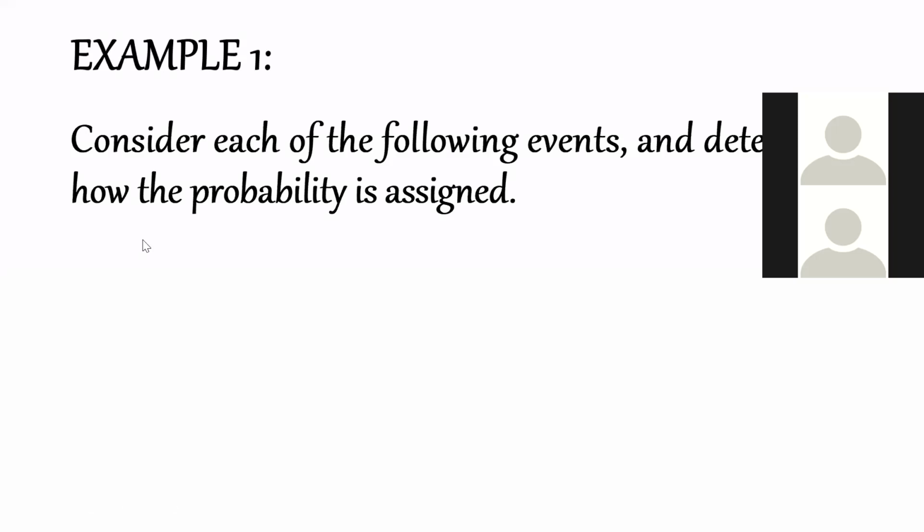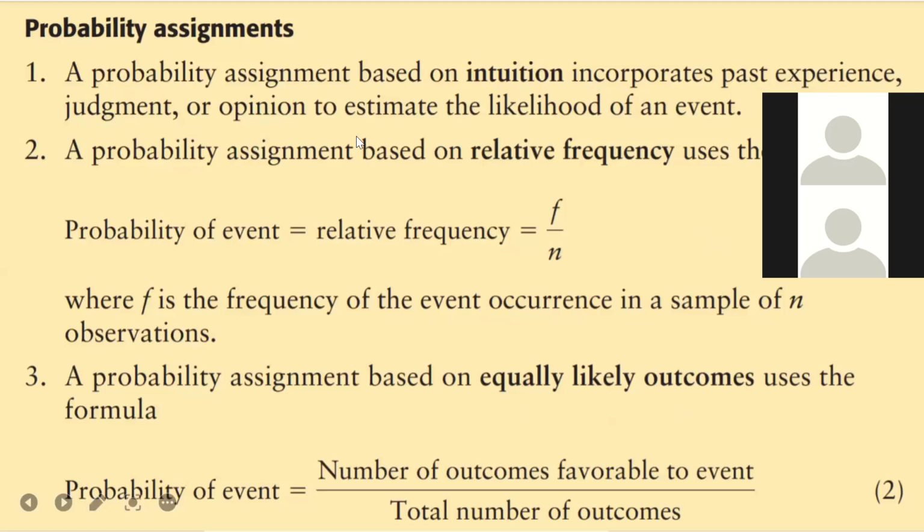Consider each of the following events and determine how the probability is assigned. So again, we have different probability assignments that we can use. The first one is based on our intuition or past experience, judgment, or opinion. The second one is based on relative frequency using the formula RF is equal to F over N. And the last one is to use the formula for probability of an event, which is the number of favorable outcomes over the total number of outcomes. So let's try.